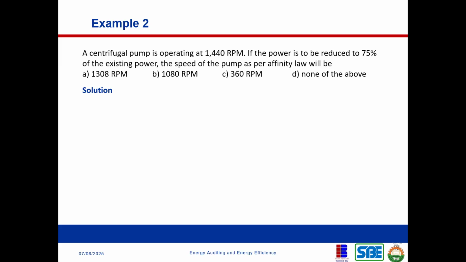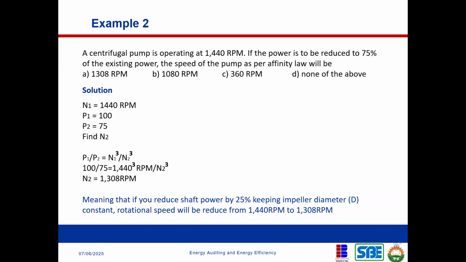Okay, so here is another question. This is a centrifugal pump operating at 1,440 RPM. Now this is the rotational speed, N in this case. If the power is to be reduced by 75%, assuming that you have a motor driving that pump, and that motor has a VSD, and you reduce the power from the VSD by 75%, that's what this question is asking you. Now you're reducing it by 75% of the existing power.